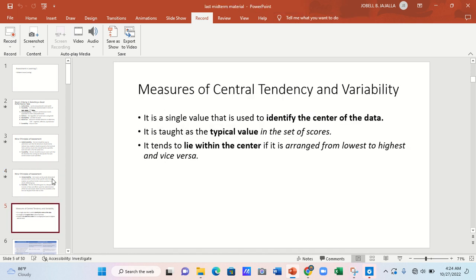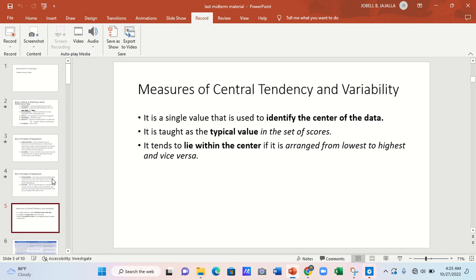So, now, that is the class on the minor principles of assessment. You just have to familiarize yourselves with those things. Now, this is the mathematics part of assessment in learning. We also have to learn the measures of central tendency and variability. I know you have already undergone this in your senior high school or even in junior high school.